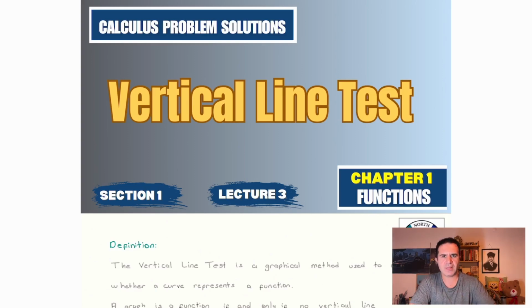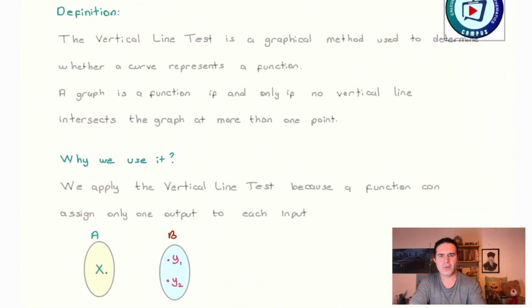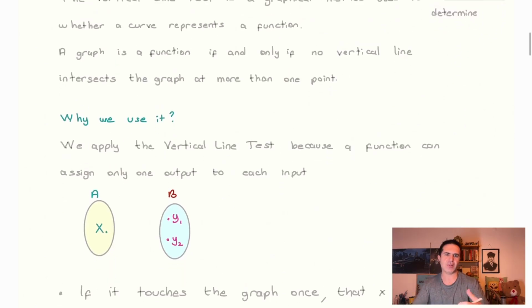Today we begin with the vertical line test. The vertical line test is a graphical method used to determine whether a curve represents a function. A graph is a function if and only if no vertical line intersects the graph at more than one point.